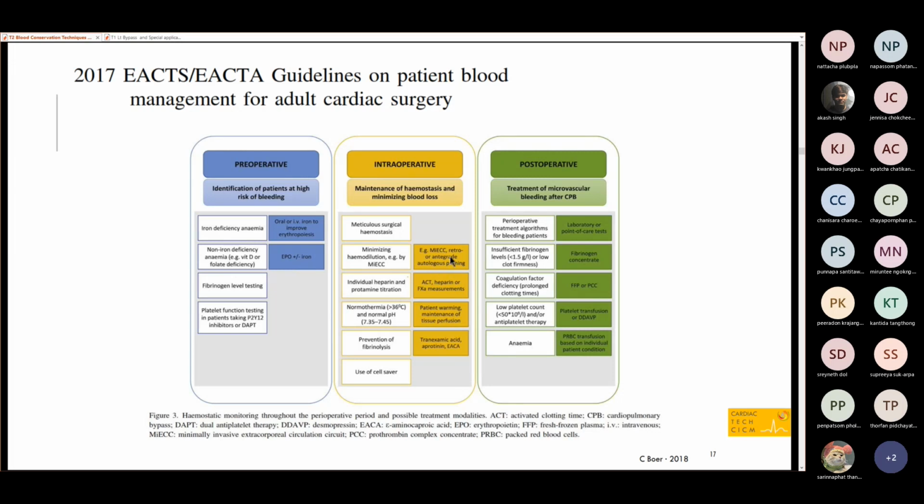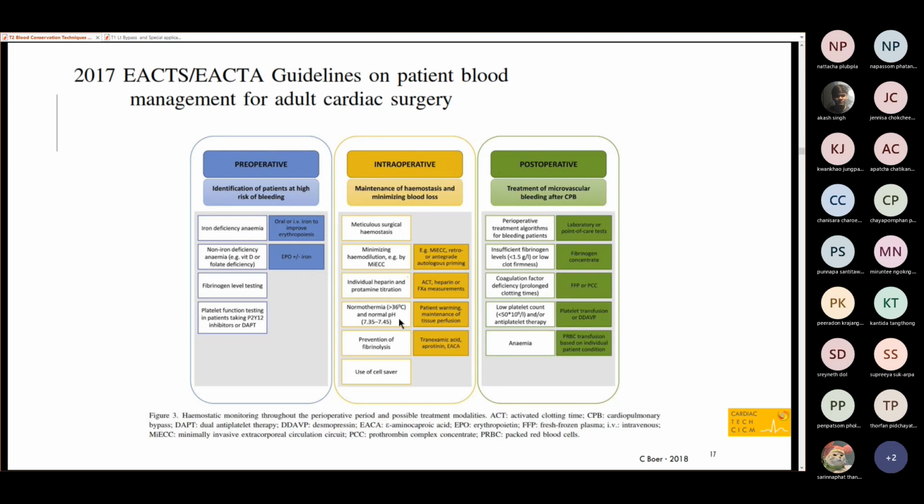Antegrade or retrograde autologous priming is one of the strategies that we're going to talk about today. So we're going to use the patient's blood to prime the circuit, but how to do that? And the next thing is to balance between heparin and protamine given to the patient.